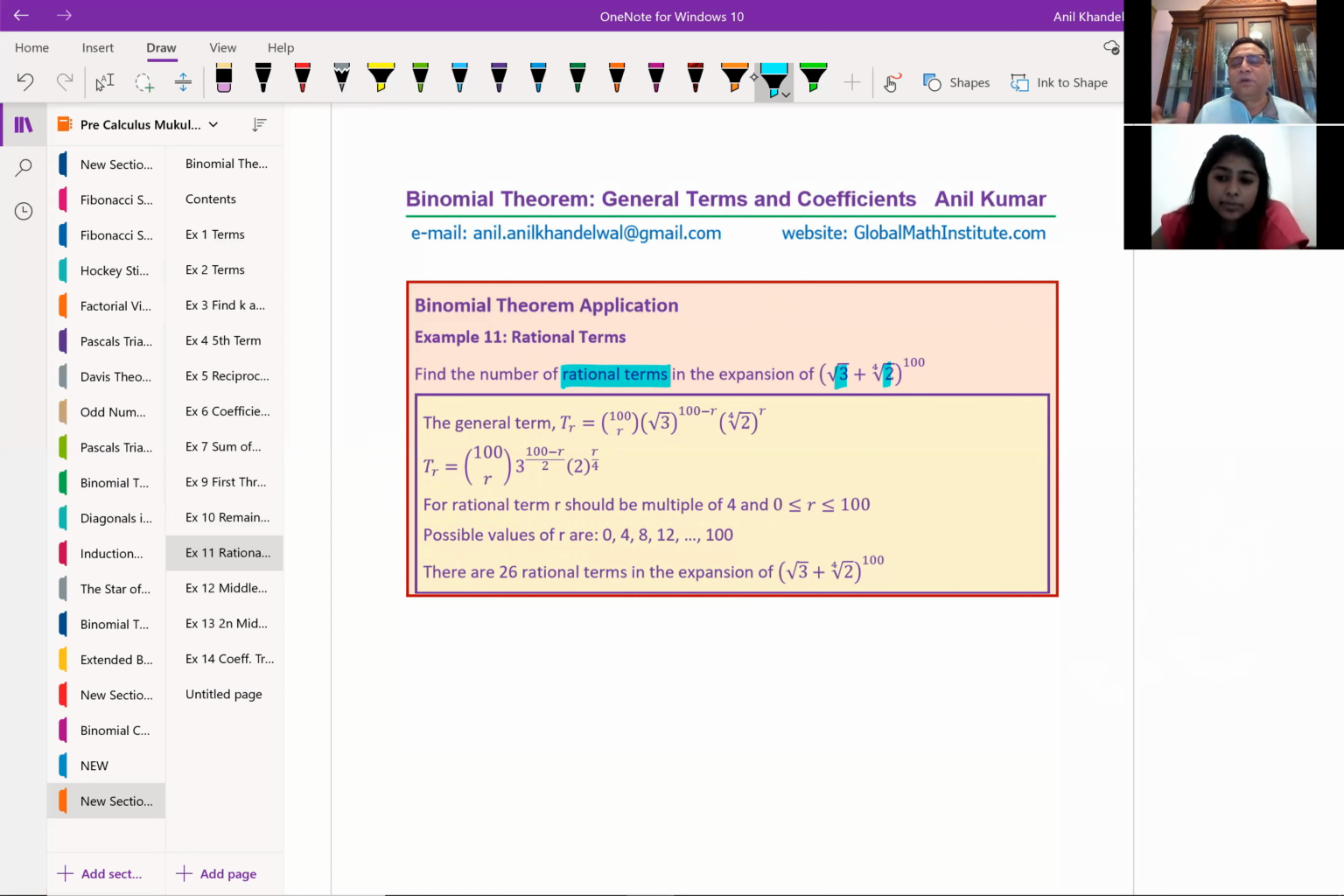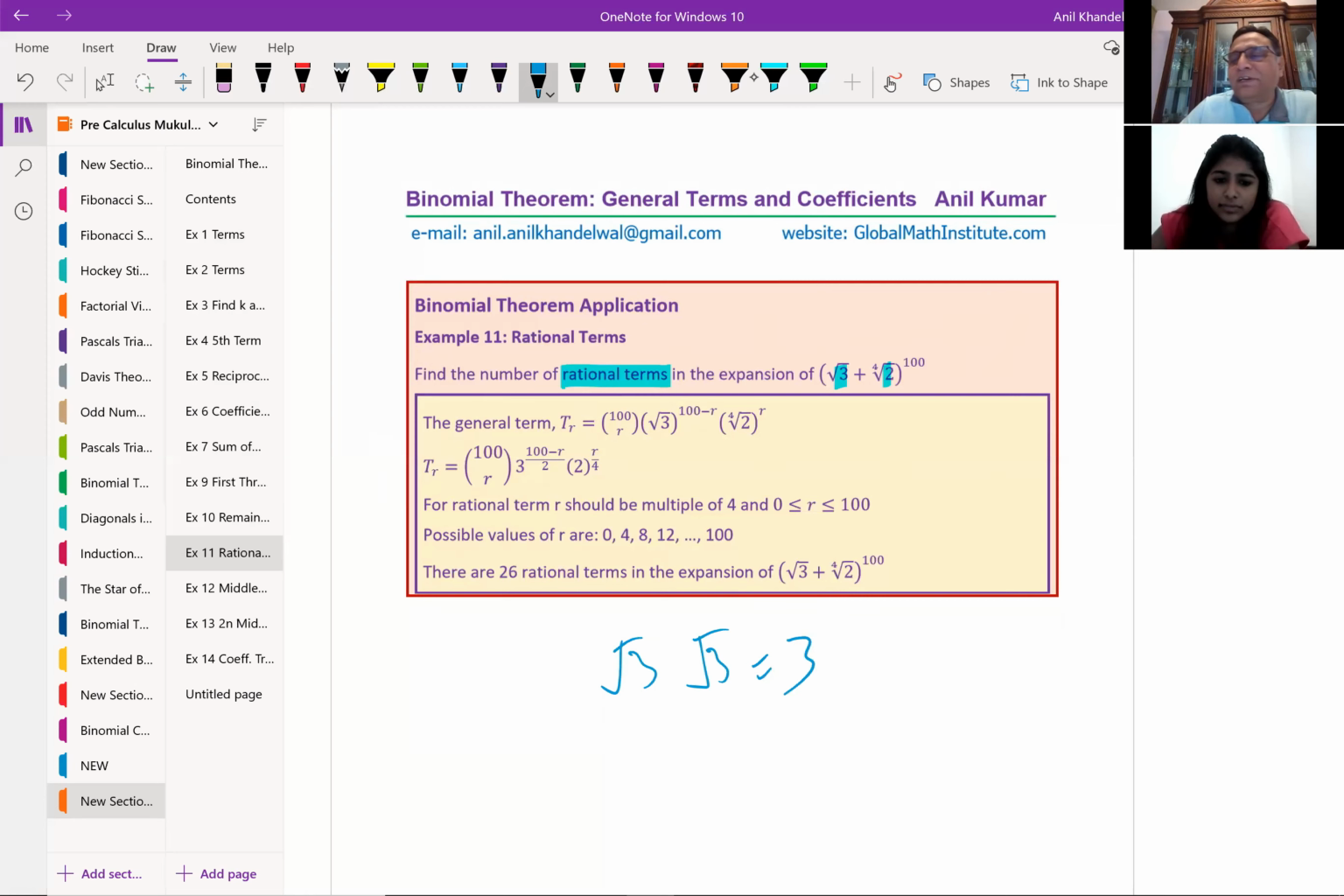Obviously, in the expansion, you multiply these terms so many times. And square root 3 times square root 3, if you do, you get 3, which is a rational number. So, for example, that's what I meant.